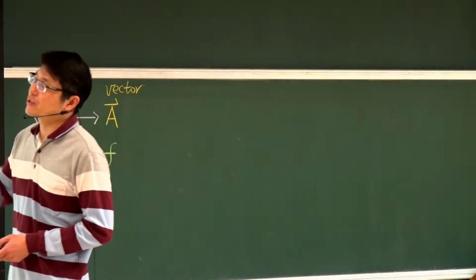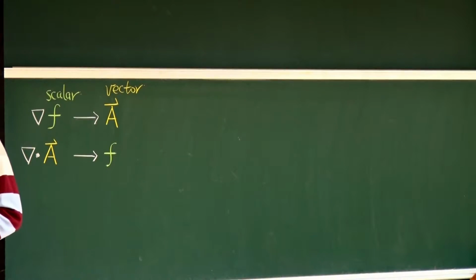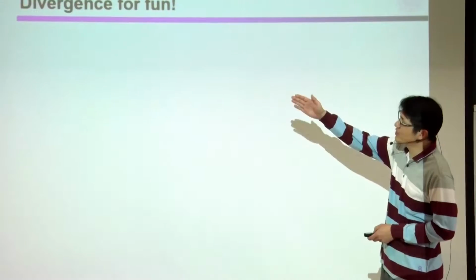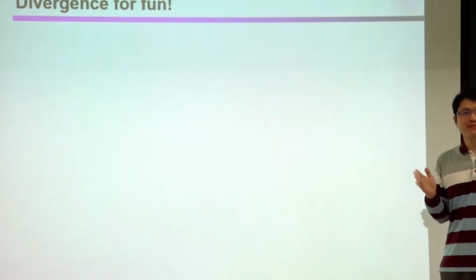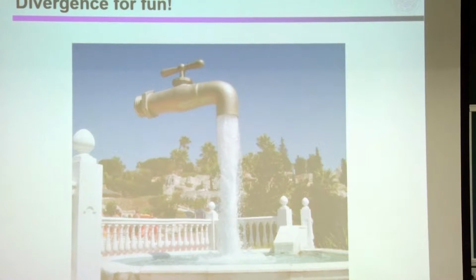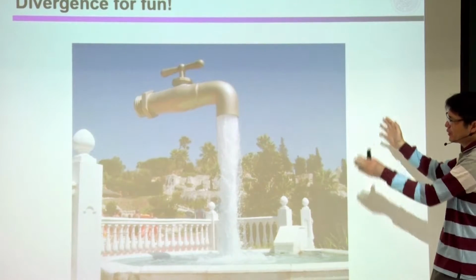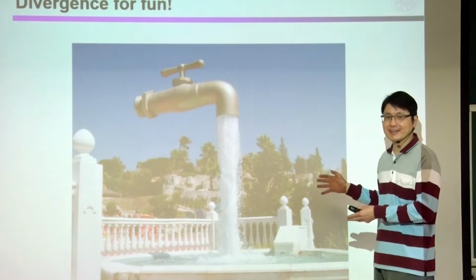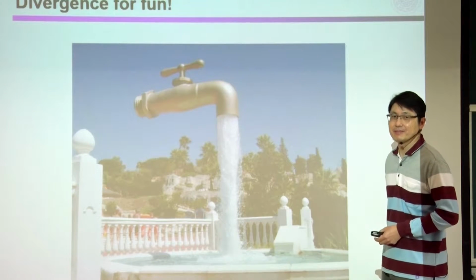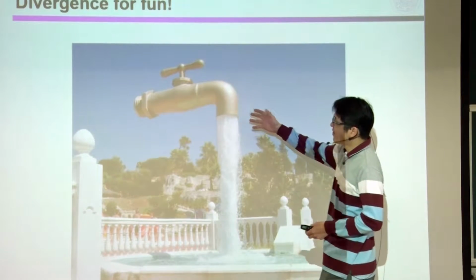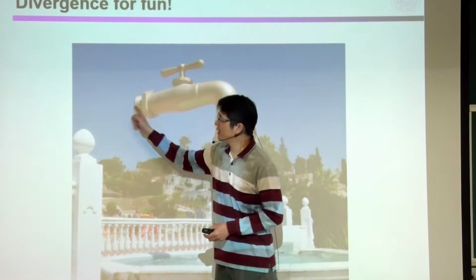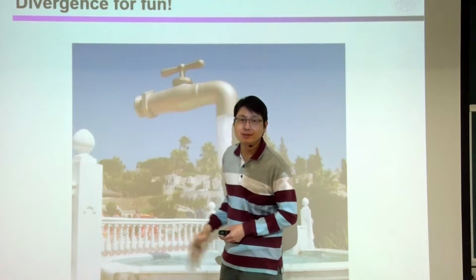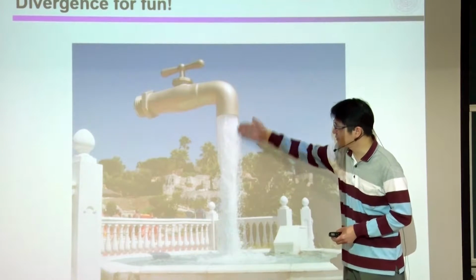Now let's come back to the plane. Before we begin, let me show you a nice picture: divergence for fun. Math can be fun. This is something you might see if you go into a water park. Magically, there is a water outlet. There's no water coming in because there's no wall, but magically, you have water flowing out.